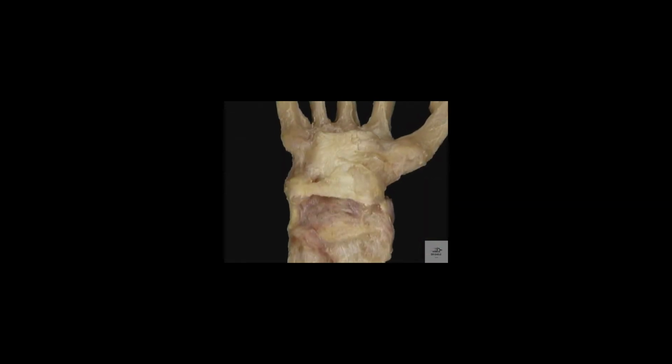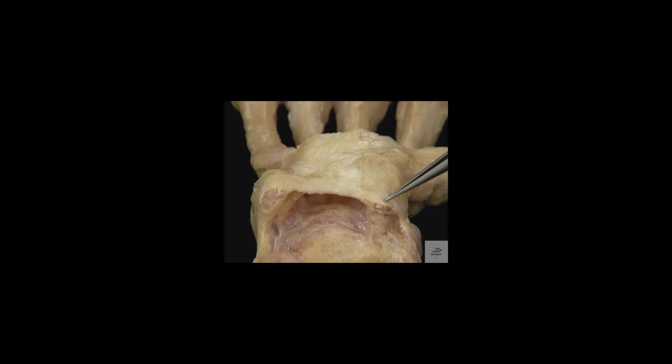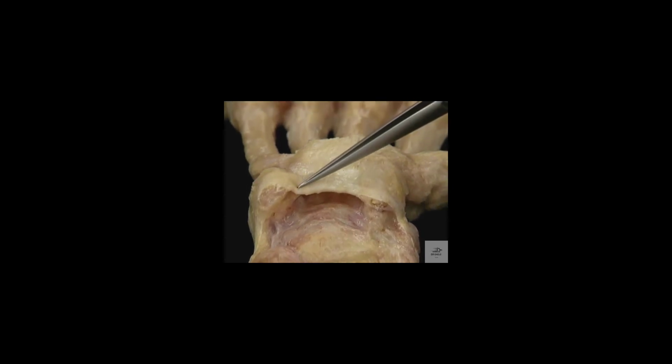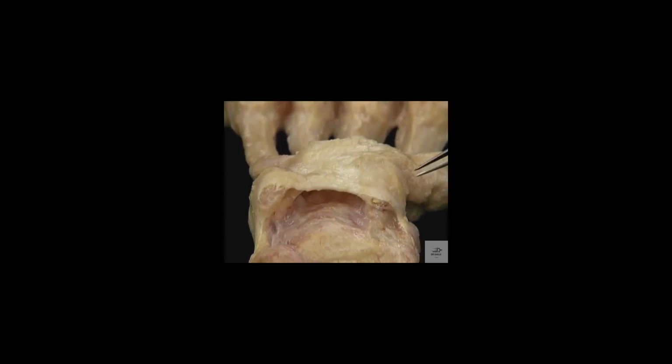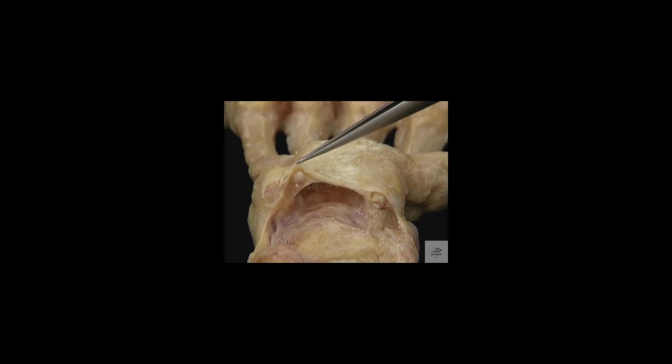The flexor retinaculum branches off in two places, here and here, to enclose two small separate tunnels. This one, on the radial side, encloses the tendon of flexor carpi radialis. This one, superficial and on the ulnar side, encloses the ulnar artery and nerve. We'll be returning to the flexor retinaculum later to look at some important structures that arise from it, the palmar aponeurosis, and some of the thenar and hypothenar muscles.